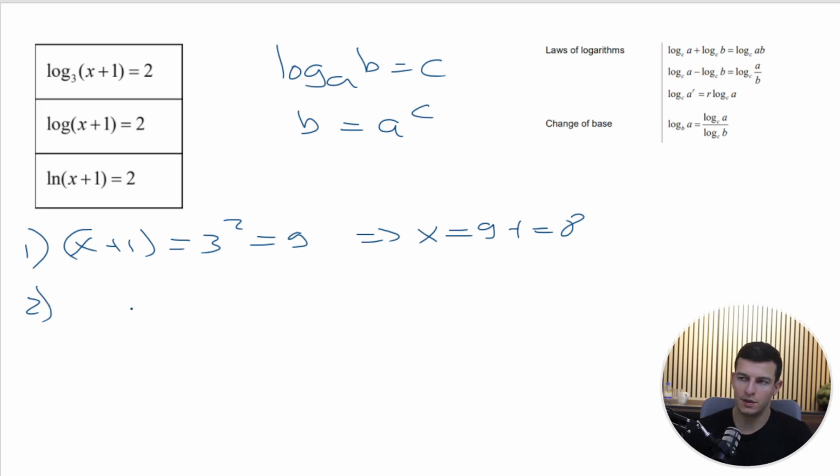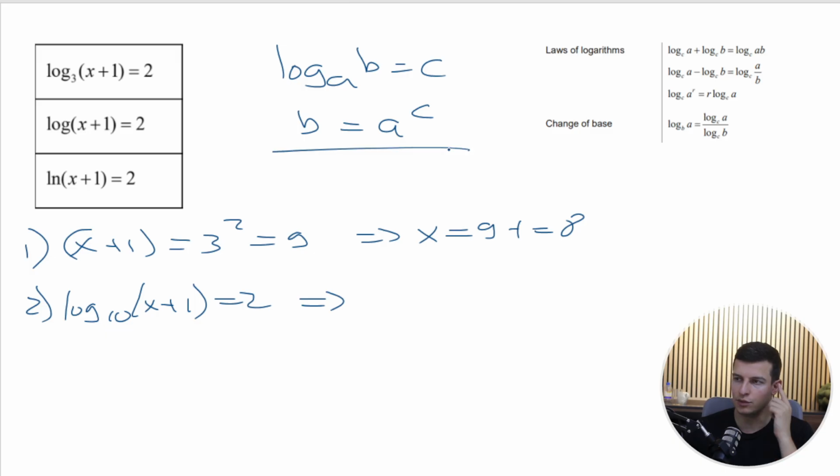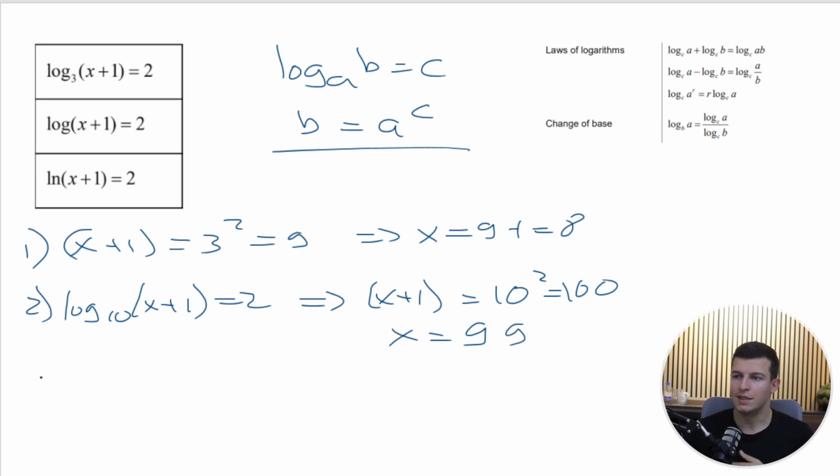These are a bit simple ones, but it'll get better. Next one, I don't see any base here, which scares me for a second, but then I remember that if I don't see any base and it's written as log, not ln, we'll come to the ln in the next one, it means the base is 10. So we have actually log base 10 of (x plus 1) equal to 2. Again, I'm using the rule that I have here. x plus 1 has to be equal to 10 to the power of 2, which is 100. Right? So x is going to be what? 100 minus 1, which is 99.